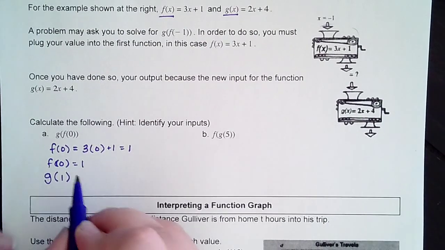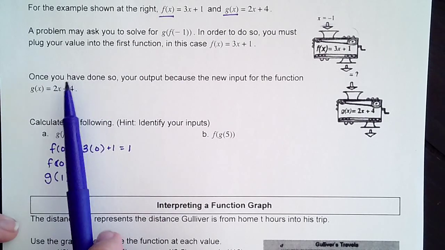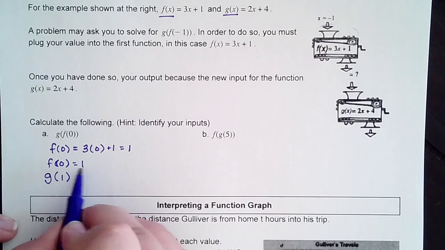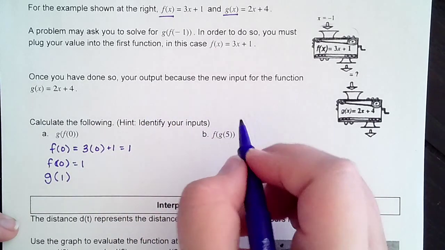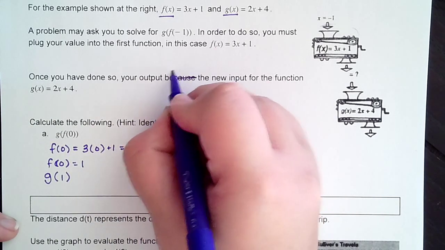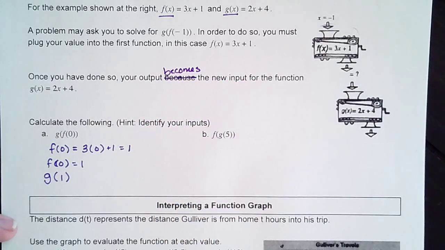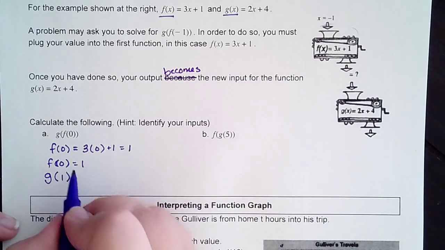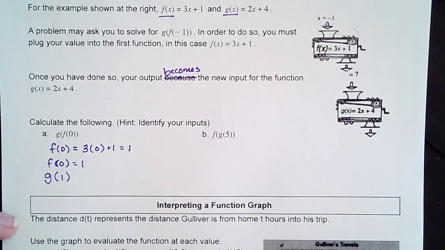The nice thing about this is I know it's true because right here it says, once you have done so, your output becomes the new input for the function. So my output becomes the input. So I've done that correctly.